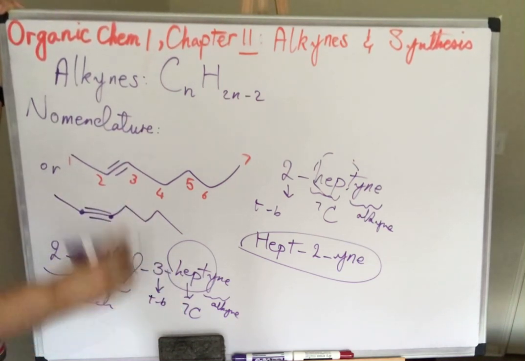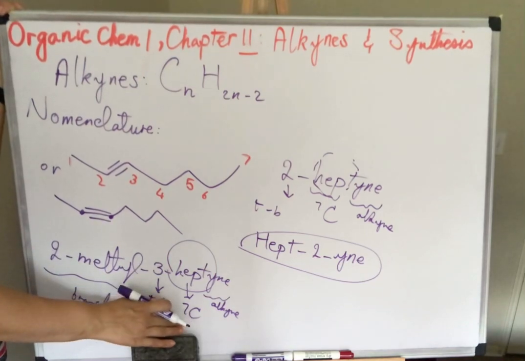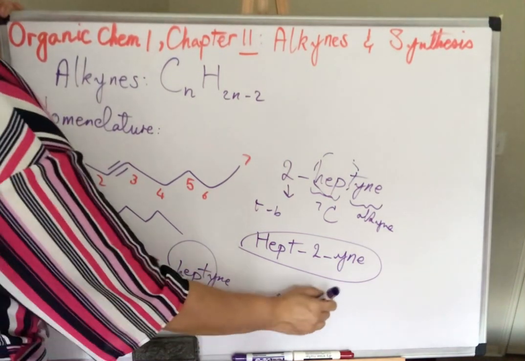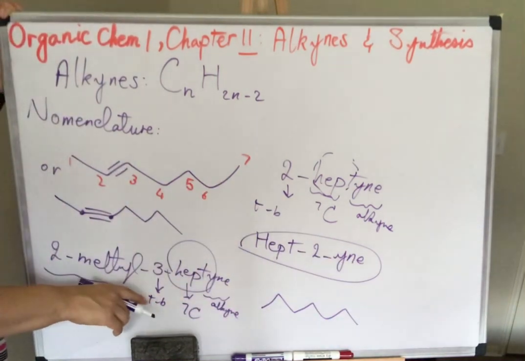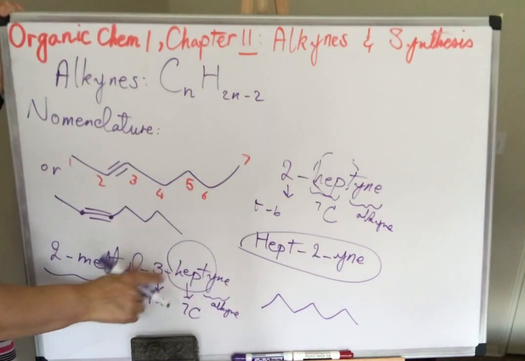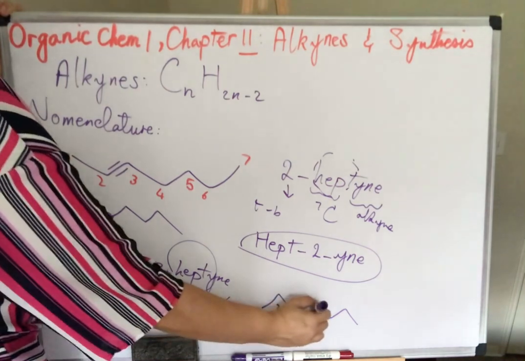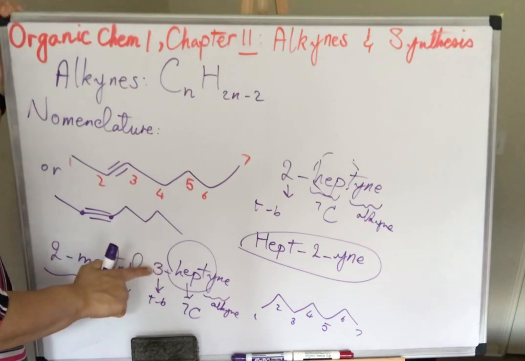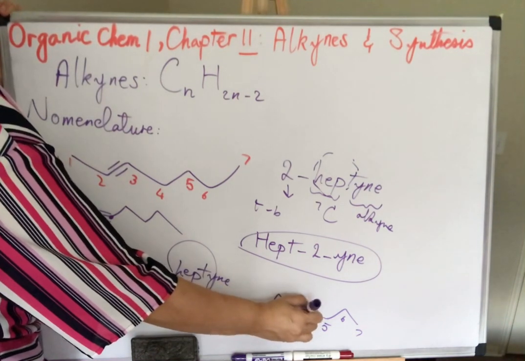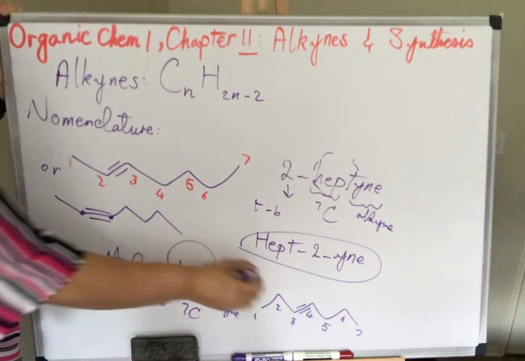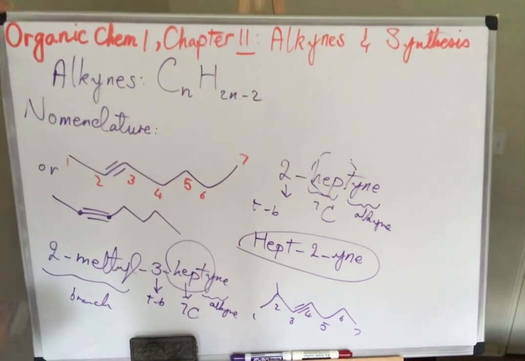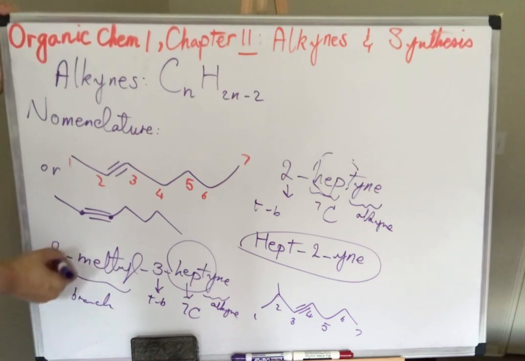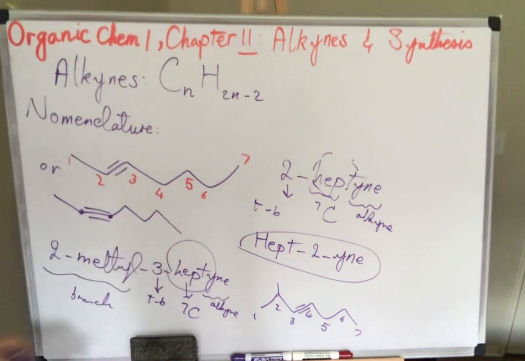Okay? So first we build a 7-carbon hydrocarbon. 1, 2, 3, 4, 5, 6, 7. Let's number them, right to left or left to right, doesn't matter. On the third carbon, there is a triple bond between 3 and 4, and there is a methyl on the second carbon. So it's 2-methyl 3-heptyne, or you could have named it 2-methyl hept-3-yne.